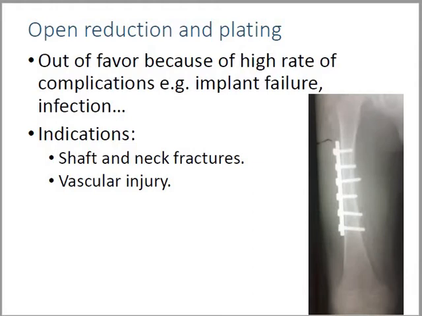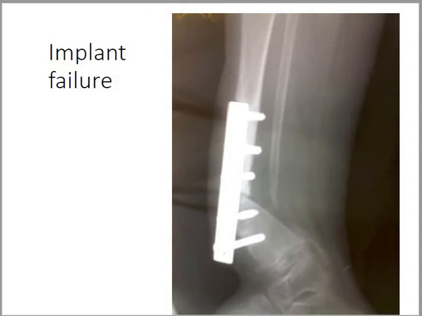Next slide. You see, this is an example of implant failure for a plate of the tibia. This is the screws were pulled out of the bone.